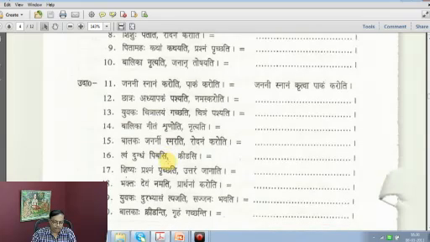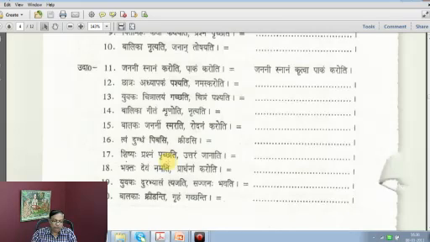Purvam Tvam Dugdham Pibasi. Paschat Kridasi. First you drink milk, then you play. That is, Tvam Dugdham Pitva Kridasi. You will play after drinking milk, or you are going to play after drinking the milk. That is the sense. Next. Purvam Shishya Prashnam Pruchhati. Paschat Uttaram Janati. So first the student asks a question and then he knows the answer later.